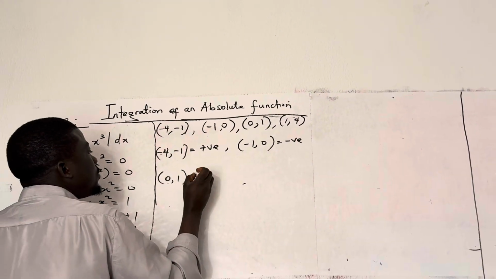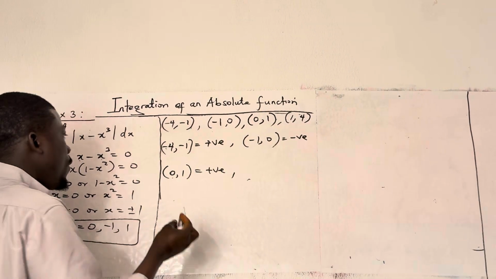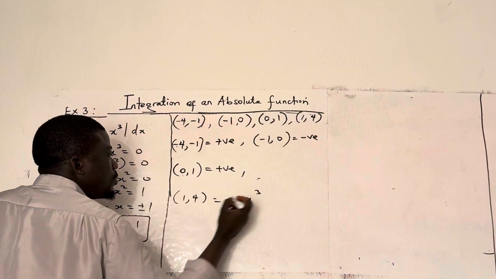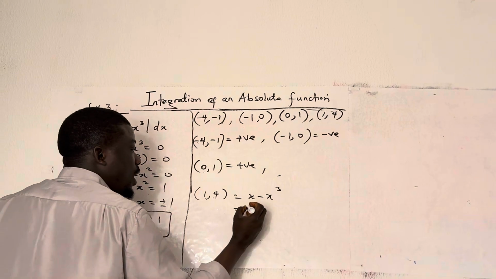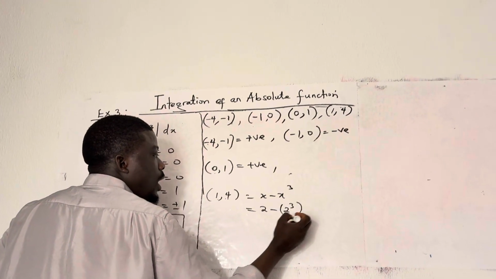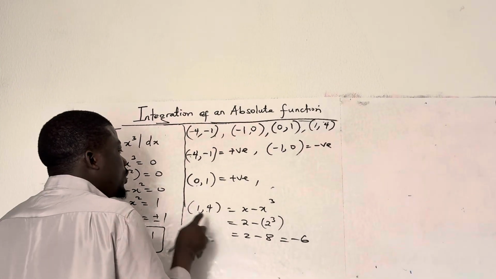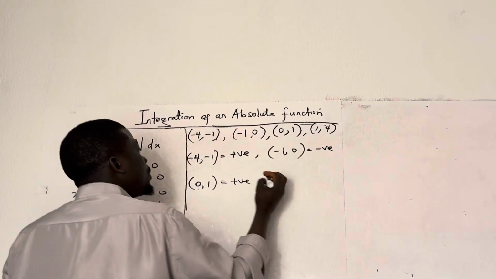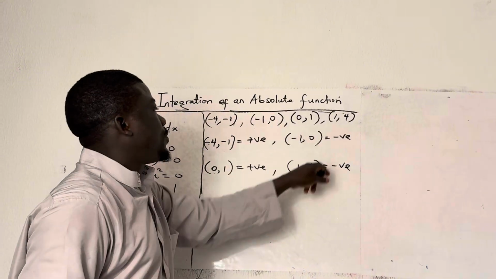For this is positive. Now let's check the last one, which is 1 comma 4, in x minus x cubed. Let's pick between 1 and 4, we can pick 2. So we have 2 minus 2 cubed. And 2 cubed is what? 8. That will give us minus 6. So the last one, which is 1 comma 4, is negative. So we have 1 comma 4 to be equal to negative. So we have 2 negative and 2 positive.